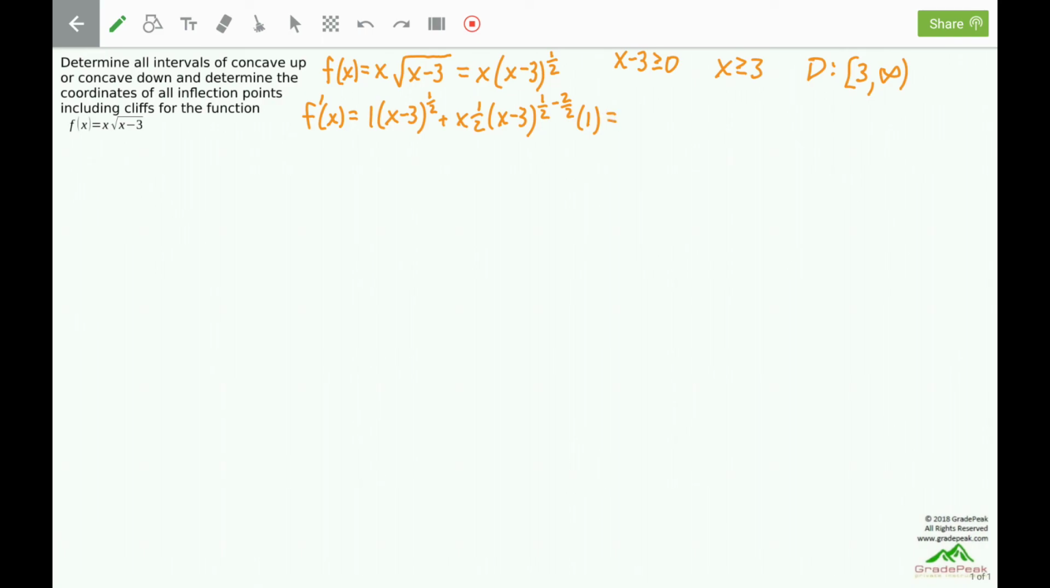The first term is 1 times an expression, and 1 times anything is that same thing. The second term, we can bring the constants together. 1/2 times 1 is 1/2. There is an x. And there is an x minus 3 to the 1 minus 2, negative 1/2 power.